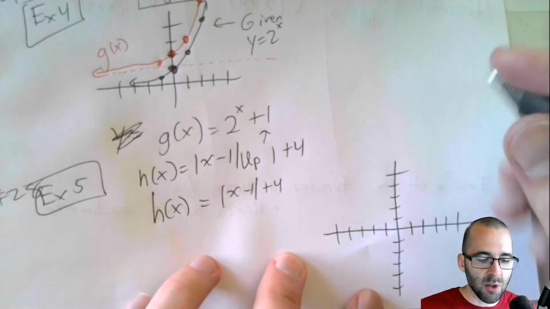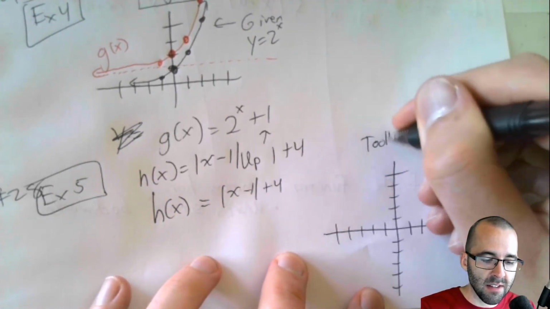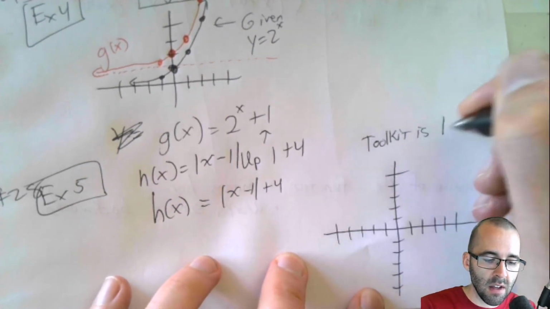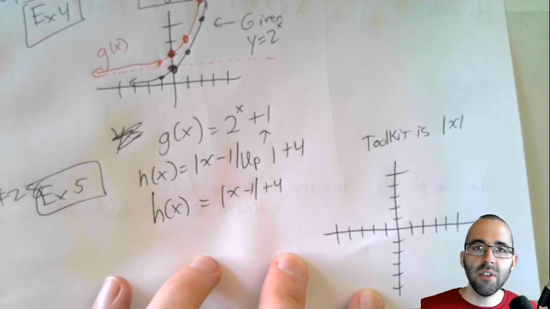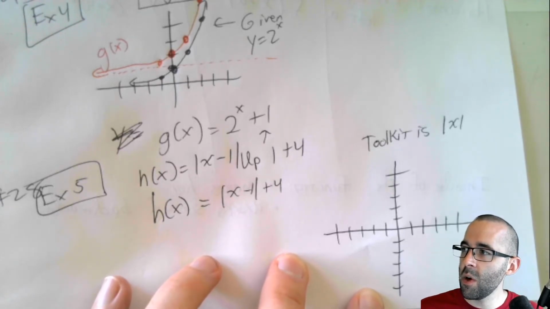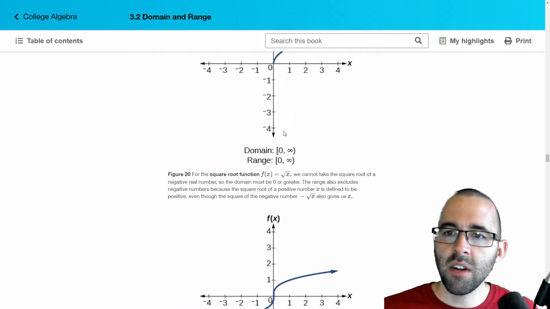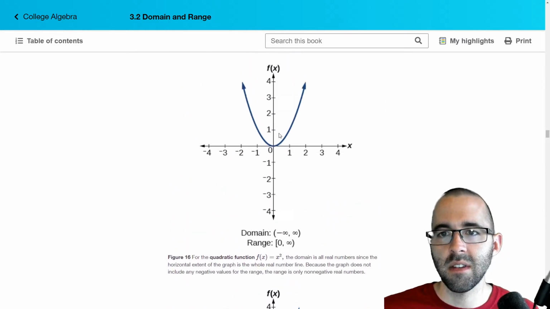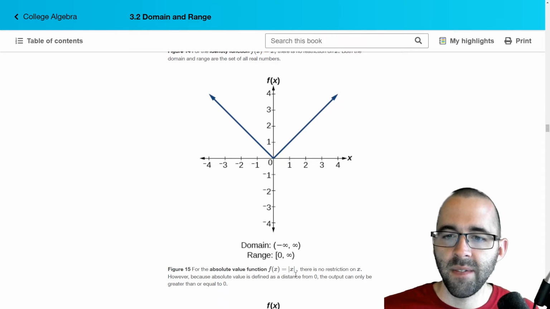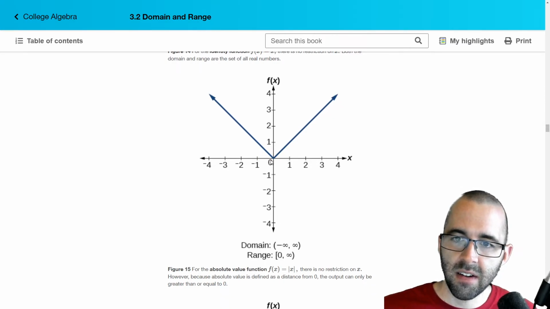So we need to look at the toolkit function, absolute value of x. And again, what if you don't remember toolkit functions? Well, if you don't remember toolkit functions, make sure to have 3.2 open. 3.2 has all of the toolkit functions. So we just have to find the one that we want. Okay. Aha. Absolute value function is right here.